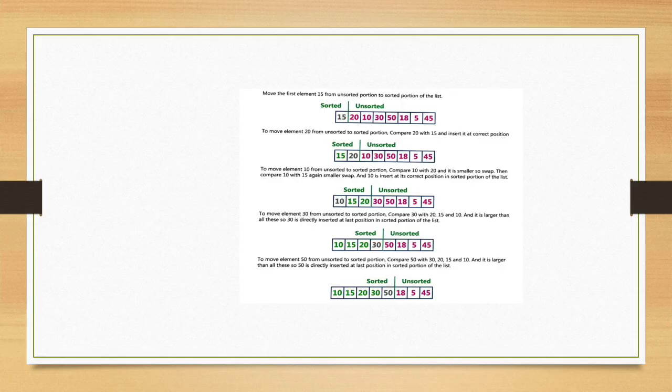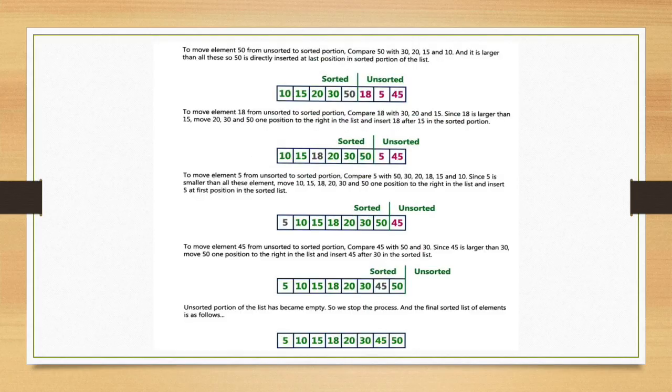So we can stop the process, and the final sorted list of the elements is given in the last list of the slide, which we have seen in the previous slide. The unsorted portion of the list has become empty at last, so we can stop the process.